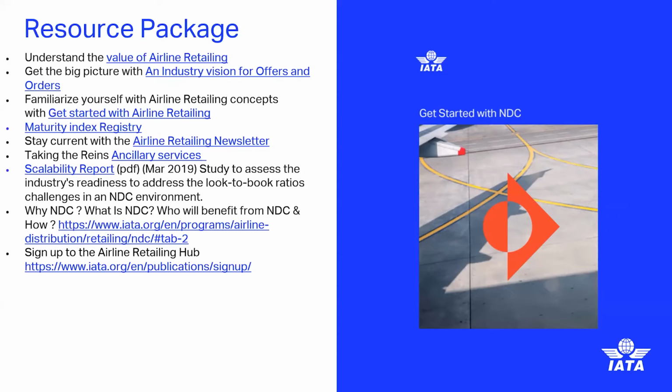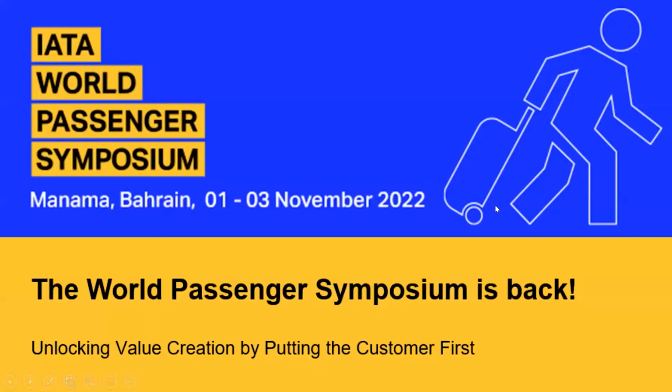Last but not least, we have an upcoming event that is taking place between the 1st and the 3rd of November in Manama, Bahrain, that is kindly hosted by Gulf Air. And in this event, we are actually going to address the retailing and the payment and as well the customer. How can we become a more customer-centric industry?